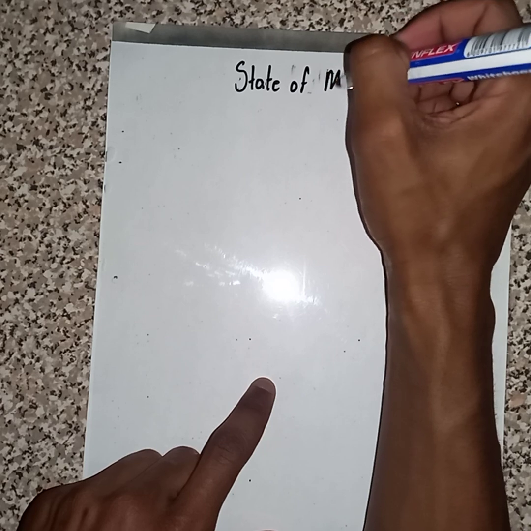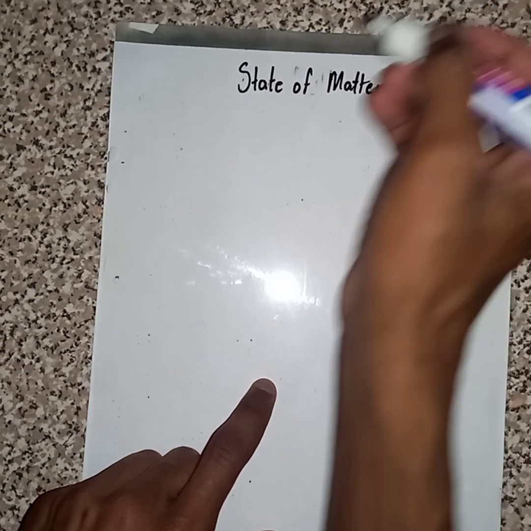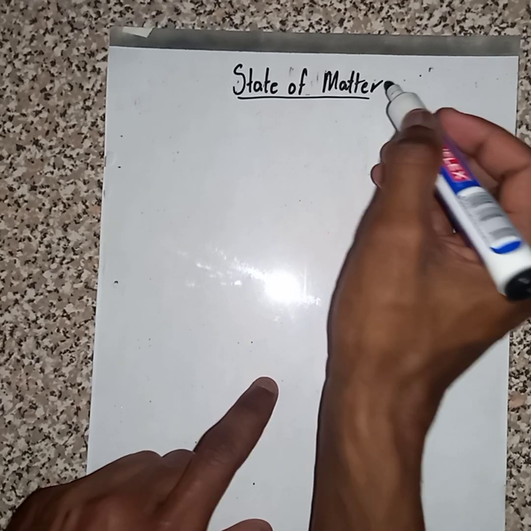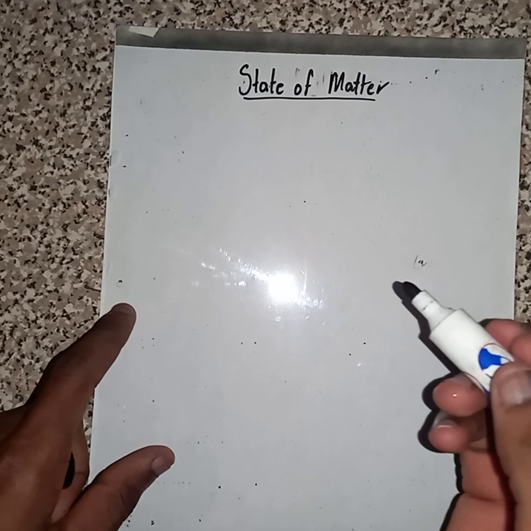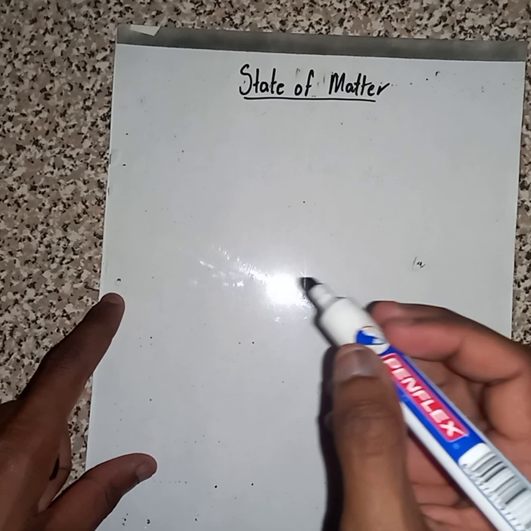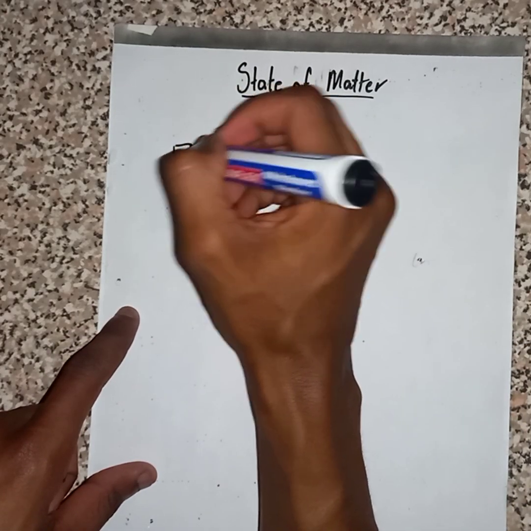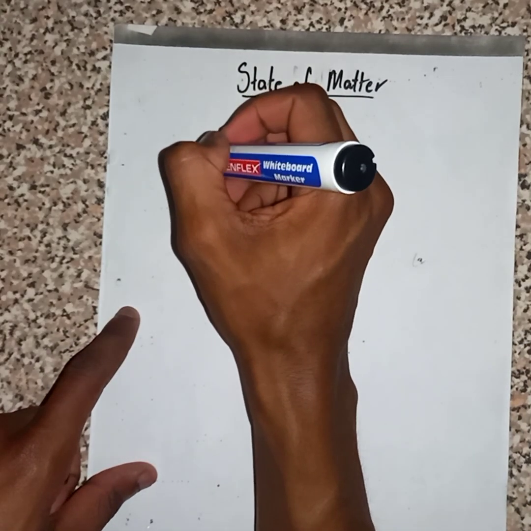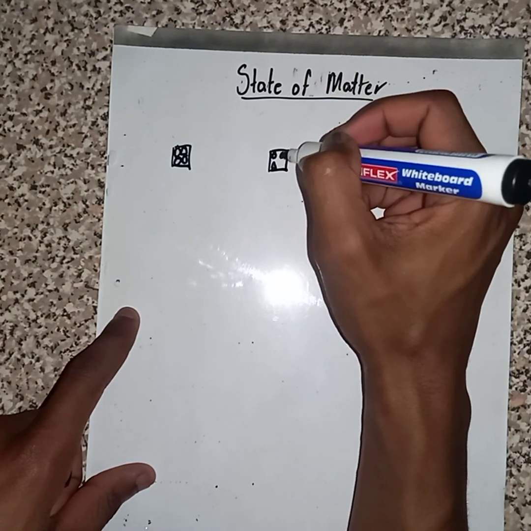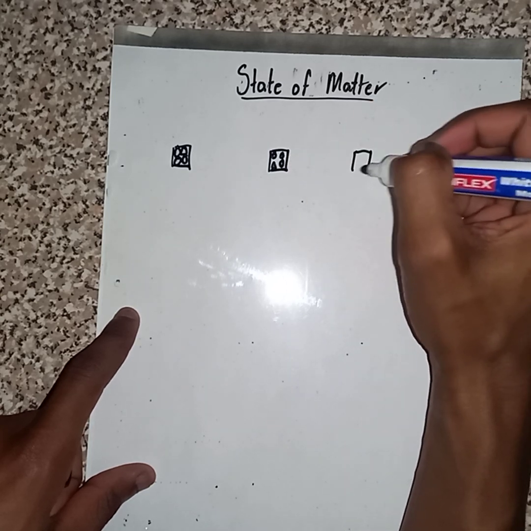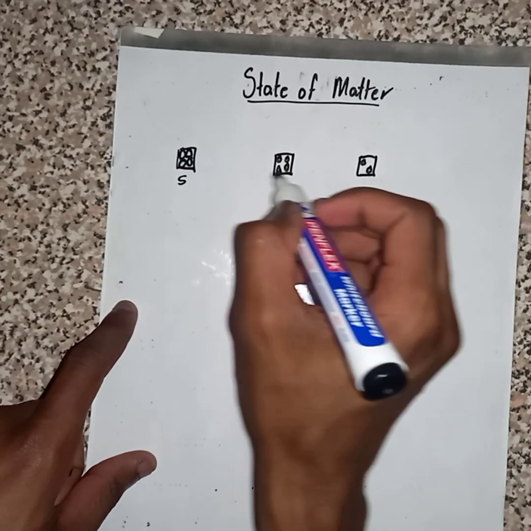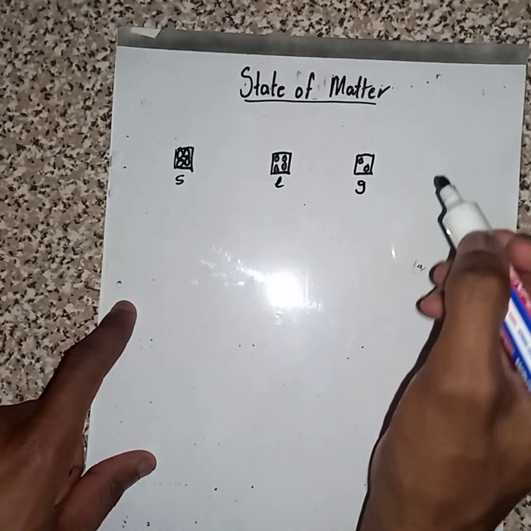State of matter. Do you still remember last time we said the term matter implies anything that has mass and occupies space? Then the building blocks of matter, atoms. Now let us take a solid phase together, the liquid phase and a gas phase. Now we have three phases: a solid, a liquid, together with a gas.